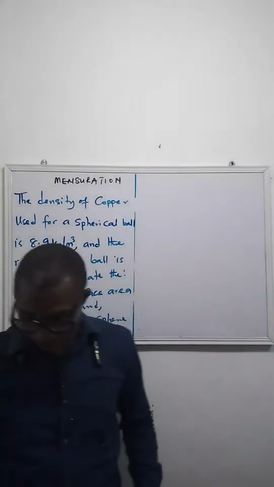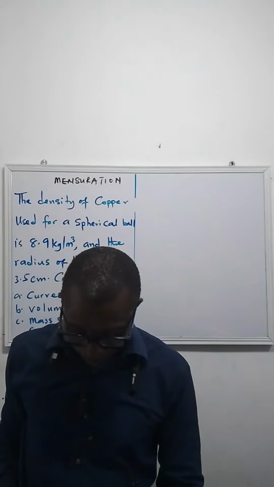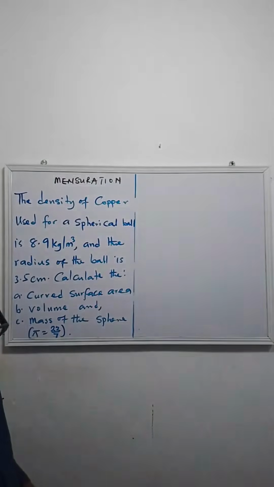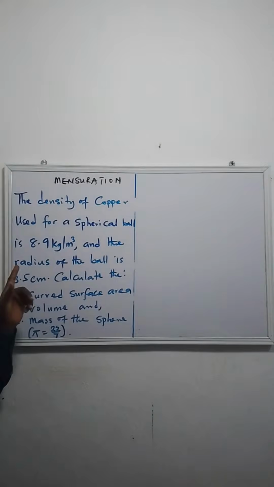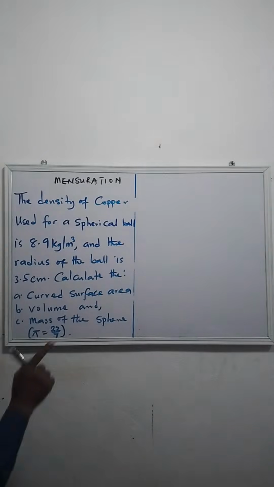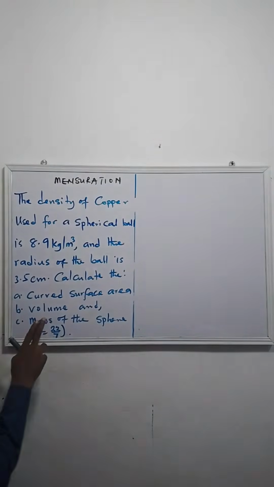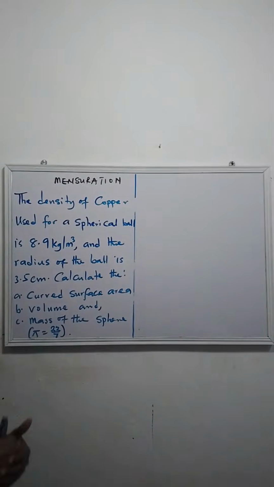All right. Now this is another question. So how do we solve this problem? Let's look at it together and see how we can get a solution to this. The density of copper used for a spherical ball is 8.9 kilogram per meter cube, and the radius of the ball is 3.5 centimeter. Now, you have to calculate A, the curved surface area, B, the volume, and the last one, the mass of the sphere.